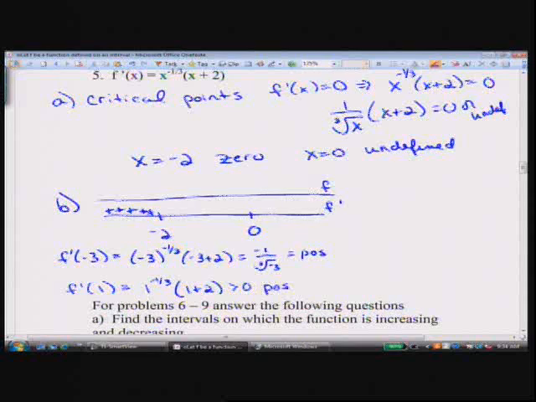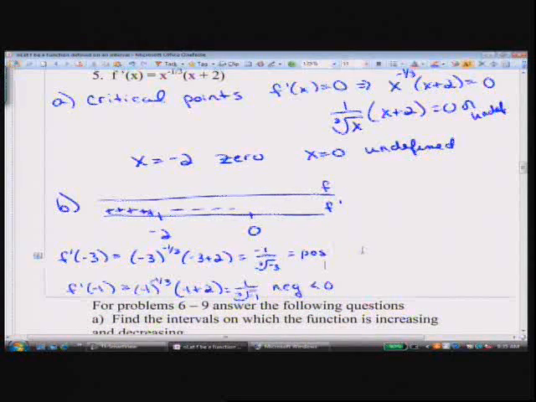So we know it's positive. Sorry, wait. So 0 would be negative 1. Yeah, how about we try negative 1, because we want to pick a number between negative 2 and 0. All right, so negative 1. Now this is negative 1 to the negative 1/3. So this is 1 over the cube root of negative 1, which is clearly negative. That's clearly negative, and so it's negative here.